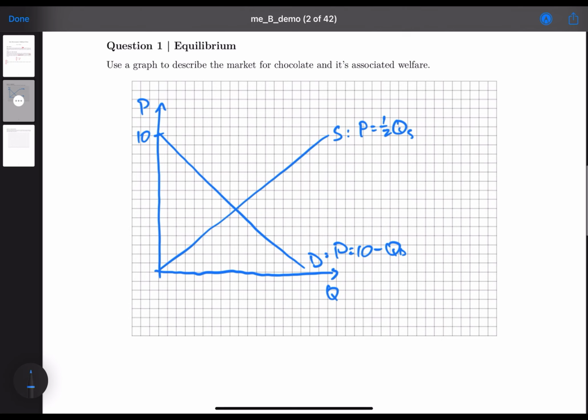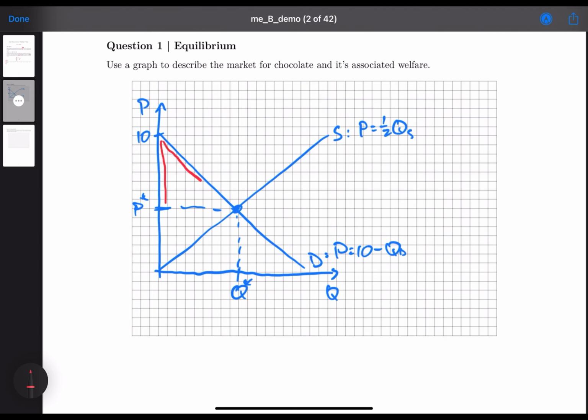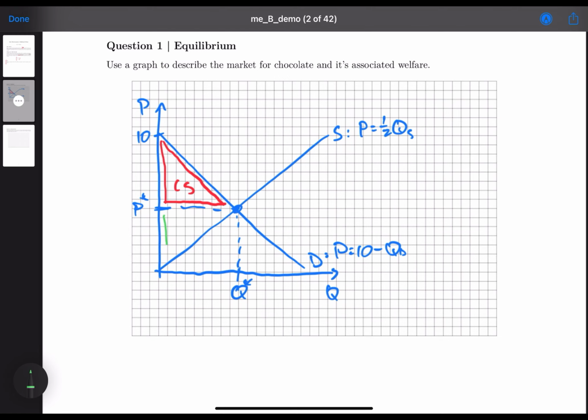Okay, so let's label our equilibrium. This is Q star, and we have P star. Let's use some colors here. We want to find everything below the demand curve, above the price, and inside the quantity. This is our consumer surplus. And our producer surplus is everything below the price, above the supply curve. This is our producer surplus.